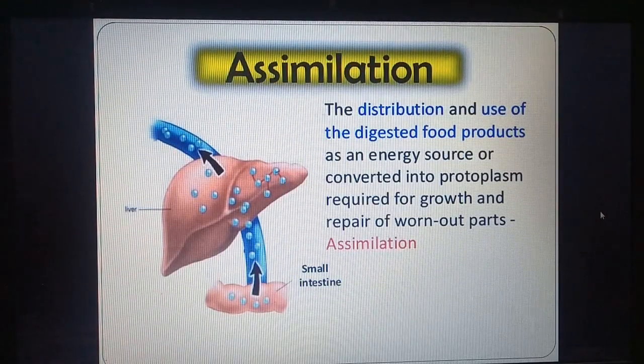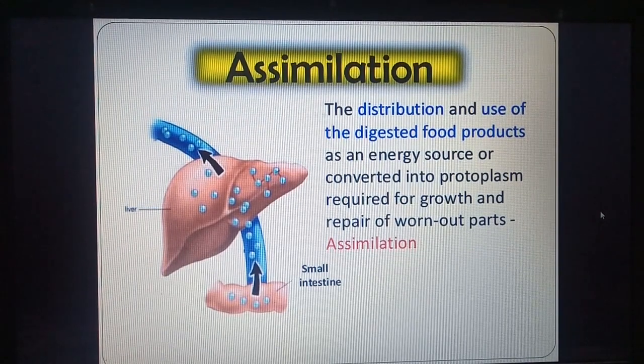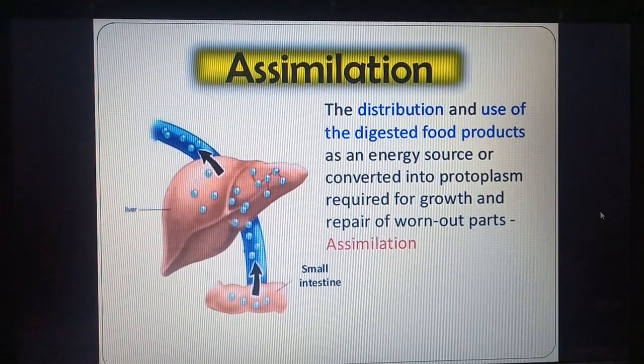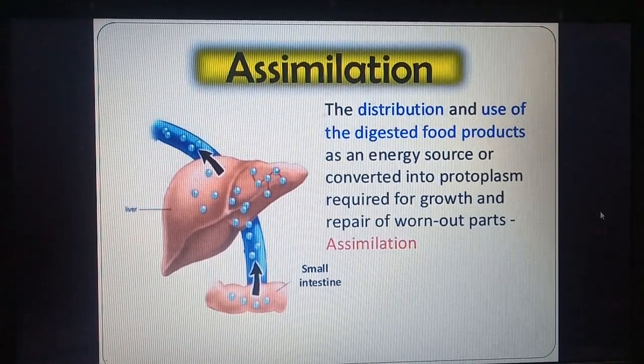Here we can see assimilation. In the small intestine, absorption takes place. Finally, it is stored in the liver, where it can be used for various functions. This is the distribution and use of digested food products as an energy source. The food can be used for production of energy or converted into protoplasm required for growth and repair of worn out parts. The parts which are damaged continuously, like skin, can be repaired continuously with the help of nutrition through assimilation.